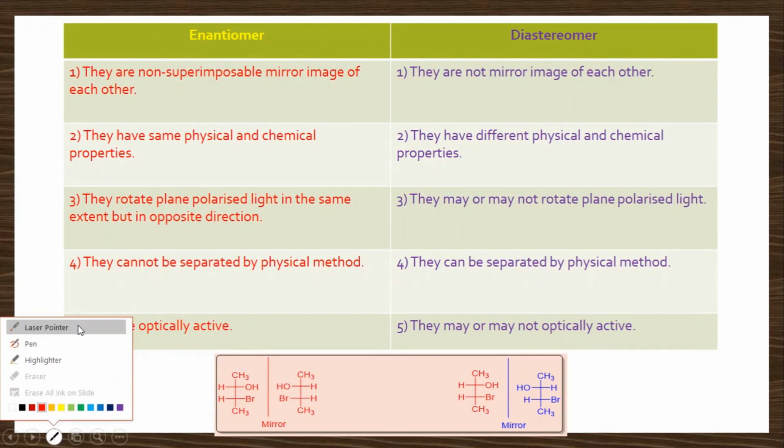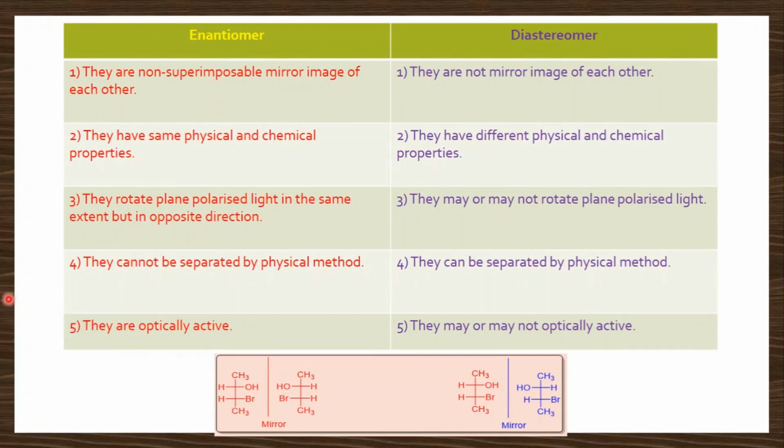So the third point is that enantiomers rotate the plane polarized light to the same extent but in opposite directions. Enantiomers are optically active. It means that one rotates to the right-hand side and one rotates to the left-hand side. While diastereomers may or may not rotate the plane polarized light, it means diastereomers may or may not have optical activity.